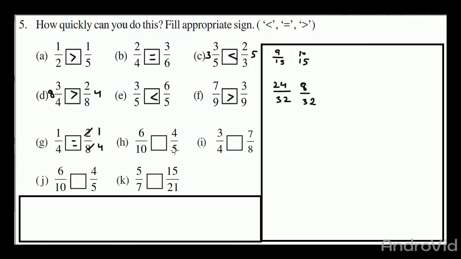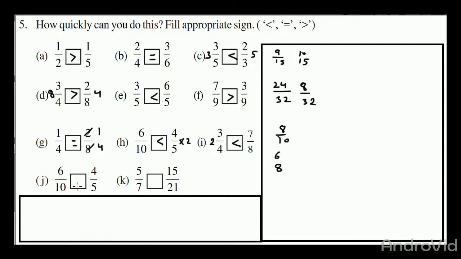Again, multiply the second fraction by 2 to make it like. 4 to the 8, it would be 8 over 10. Obviously, 4 over 5 is greater than 6 over 10. Therefore, greater sign. Now 3 over 4, multiply with 2, 4 to the 8, and the numerator becomes 6. So 7 over 8 is greater than 3 over 4.